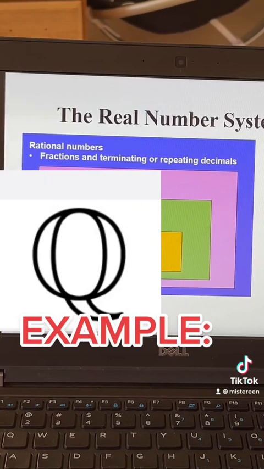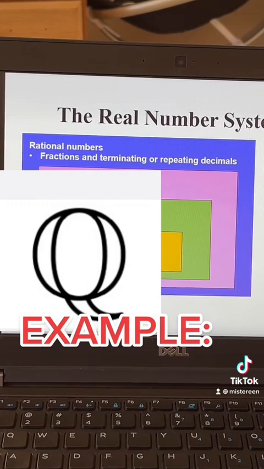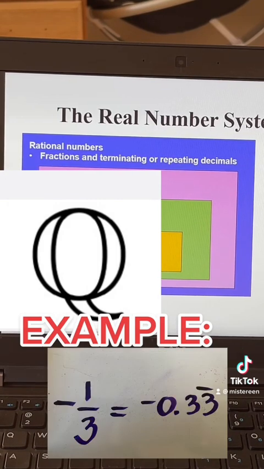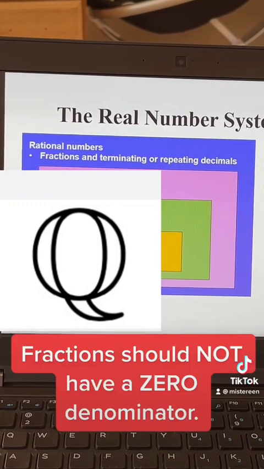Example of rational numbers is -3, which is an integer because we can write it in a form like -6/2. It's a fraction. -1/3, which is equal to -0.333 and so on, which is a repeating decimal. Another example is 1/2, which is equal to 0.5. So anything that can be expressed as a fraction. Now, it's important that you remember that this fraction should not have a 0 denominator. The number at the bottom should not be 0.